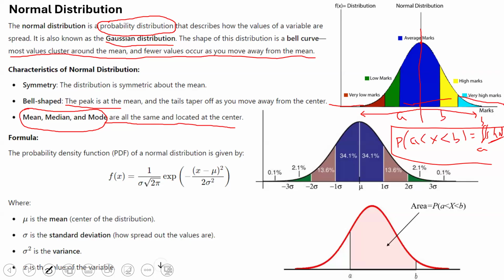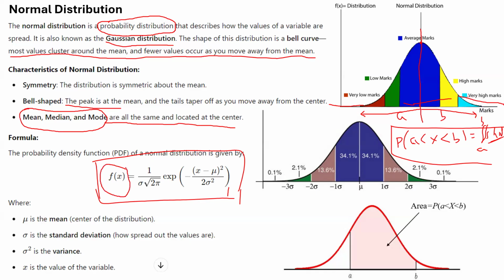Have we discussed the formula for the normal distribution earlier? No. This is the probability density function for a normally distributed data set. If the data set is normally distributed and you want to calculate the probability density function, this is the formula: 1 by root of 2 pi sigma, e to the power of minus (x minus mu) whole square by 2 sigma square.